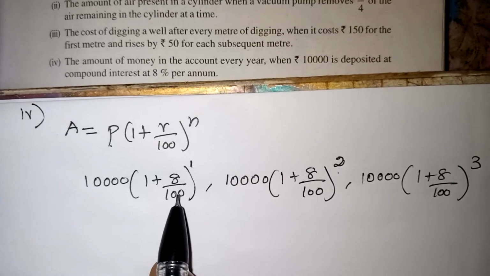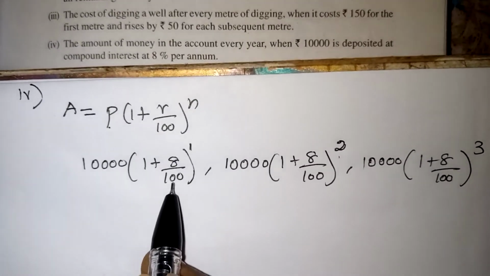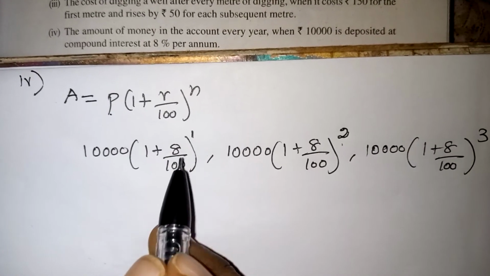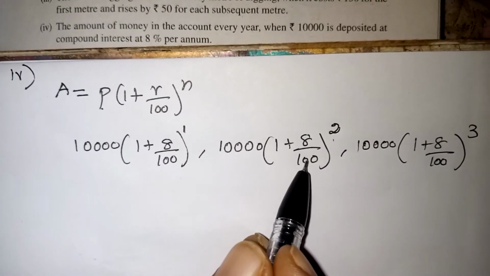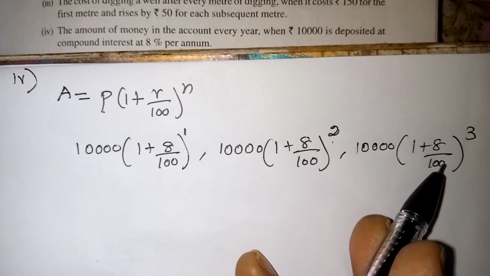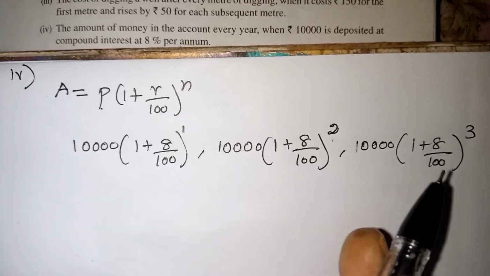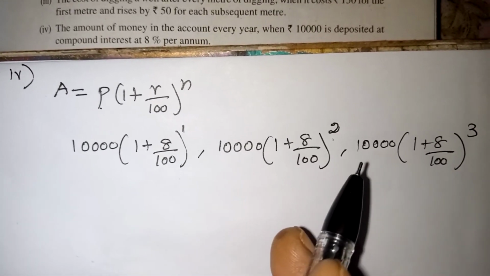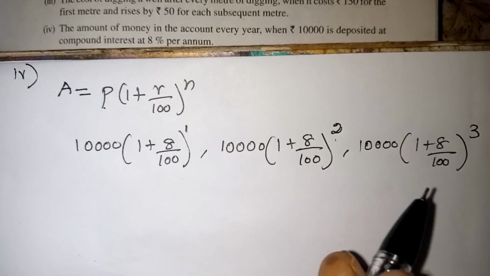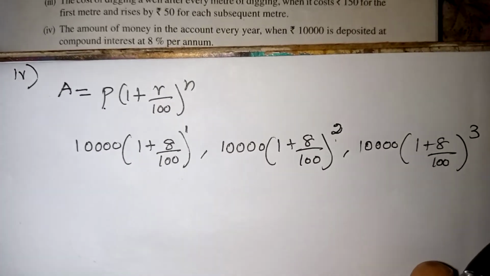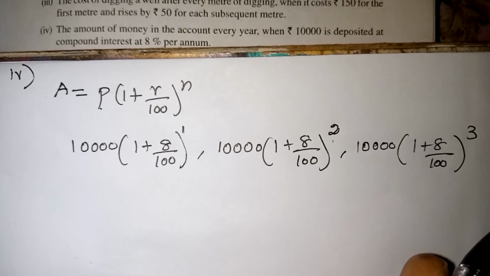The number that we are multiplying is 100 plus 8, that is 108 by 100 one time. Here 108 by 100 two times. Here 108 by 100 three times. The multiplication value is getting increased. So definitely it will not be an AP, because AP means that the addition value should increase, not a multiplication value. That will come under GP, it is not an AP.